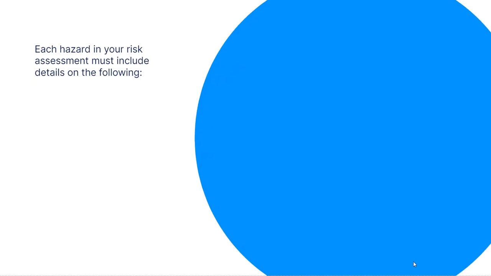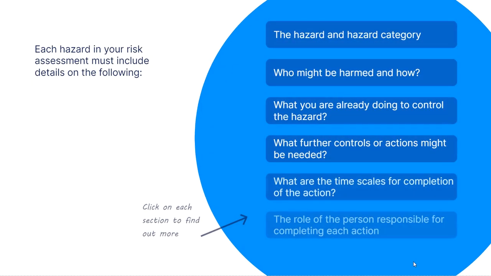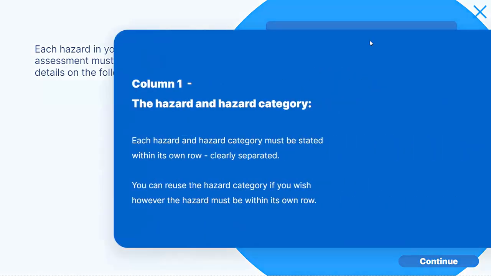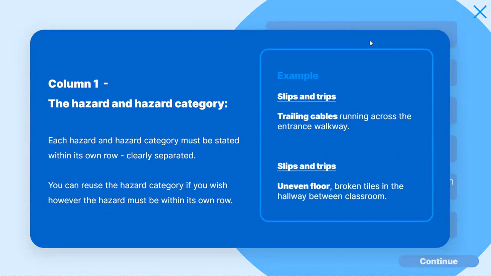Each hazard in your risk assessment must include details on the following points. The hazard and hazard category. Each hazard and hazard category must be stated within its own row, clearly separated. You can reuse the hazard category if you wish, however the hazard must be within its own row.